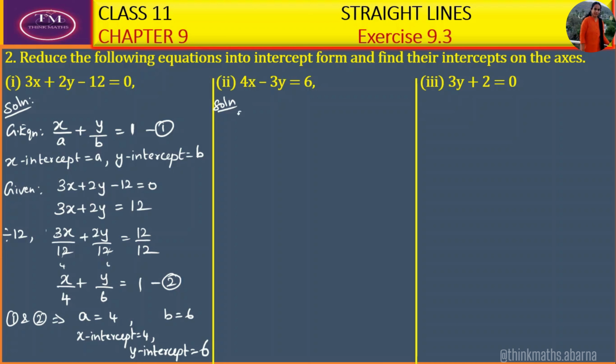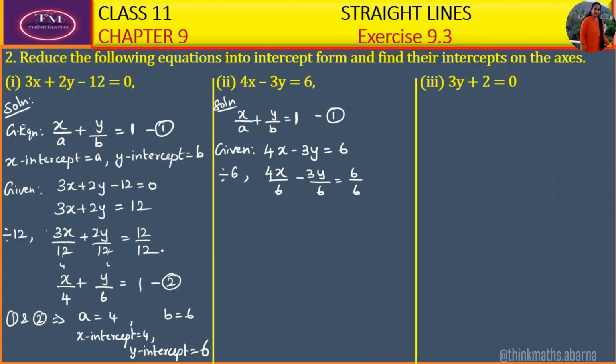So general equation is x by a plus y by b equal to 1. So this is the first equation. What is given? It is given that 4x minus 3y equal to 6. So in RHS, we have to make it as 1. So what we have to do? We have to divide by 6 on both sides. So it is 4x by 6 minus 3y by 6 equal to 6 by 6.